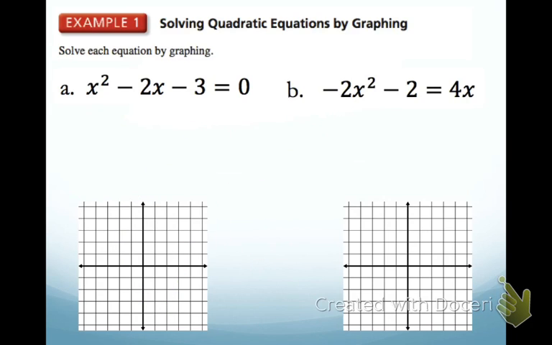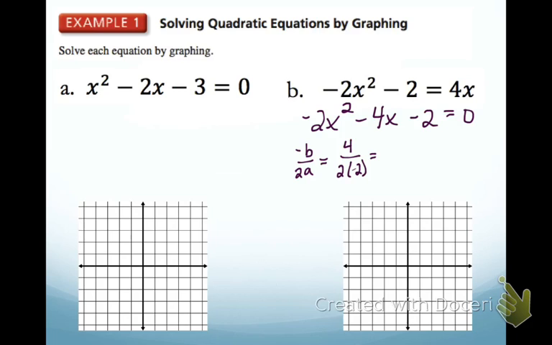Okay, for this next one, we need to do the same thing, but first, we need to get everything on the same side of the equal sign, so I'm going to subtract over the 4x. Okay, we always have to have it in standard form first. So -b over 2a comes next. -(-4) would make a +4 on top over 2 times -2. So we'll get a -1.